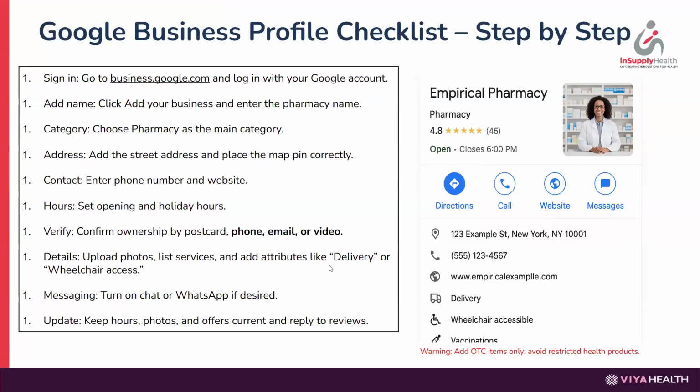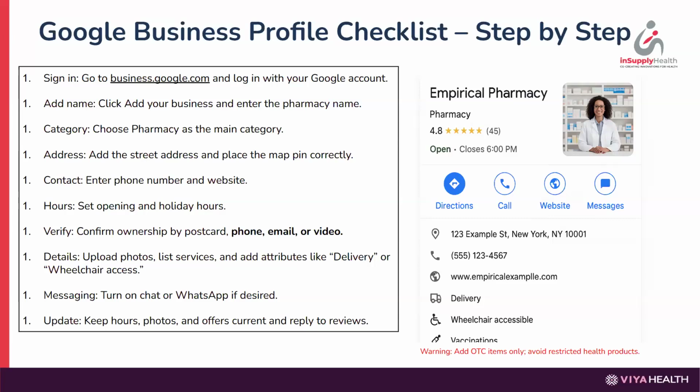The other thing is to click and add your business name. So you have your pharmacy name, choose category. This one, you're going to go with the pharmacy, and then the address where you are. You can type or just push your pin correctly to where your pharmacy is situated. And then you're going to add your phone number and website.